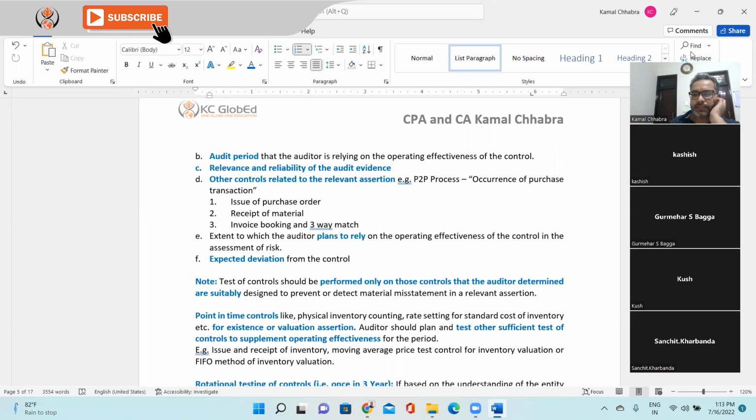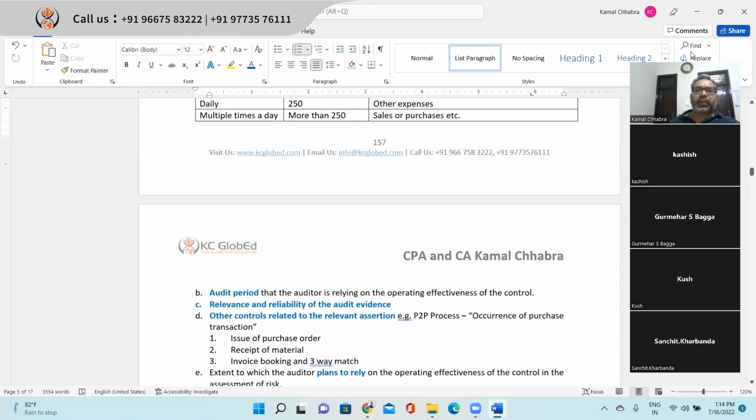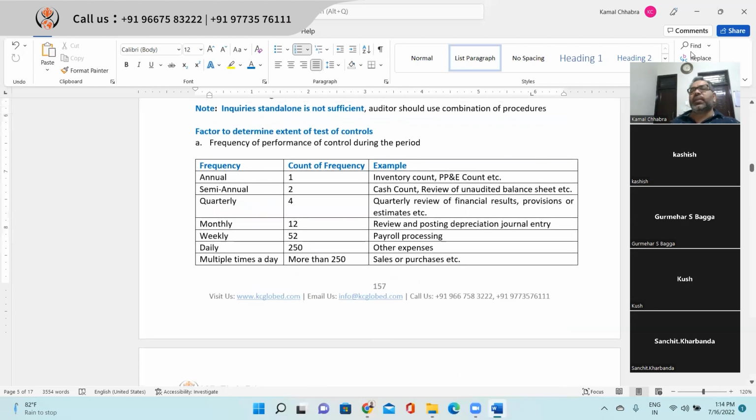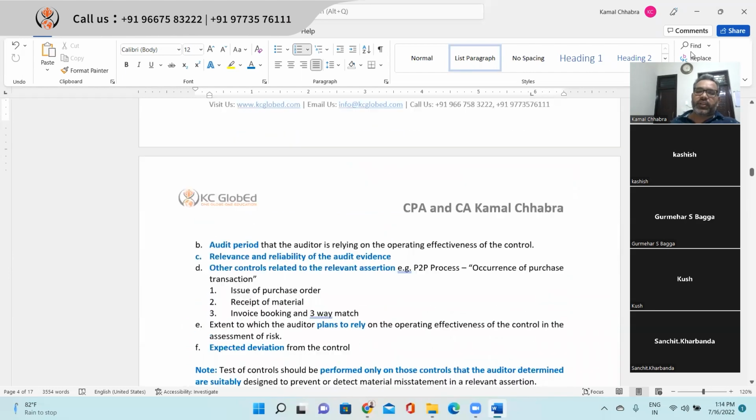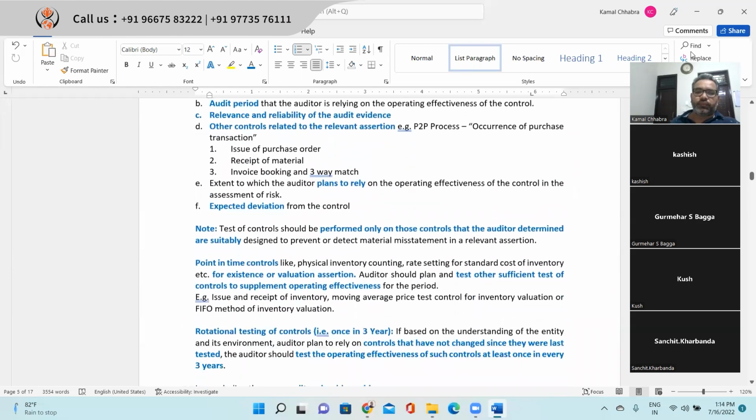Make sense? Yes. It is like a tolerable error. If tolerable error is more, then sample size is less for test of controls. If tolerable error is less, then sample size is more. So these are certain factors which impact the extent of test of control, or you can say the number of samples to be considered for testing of controls.